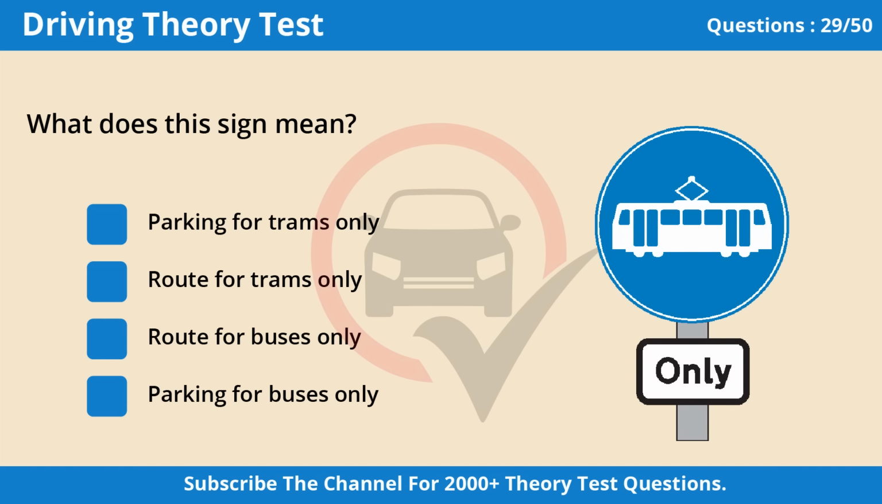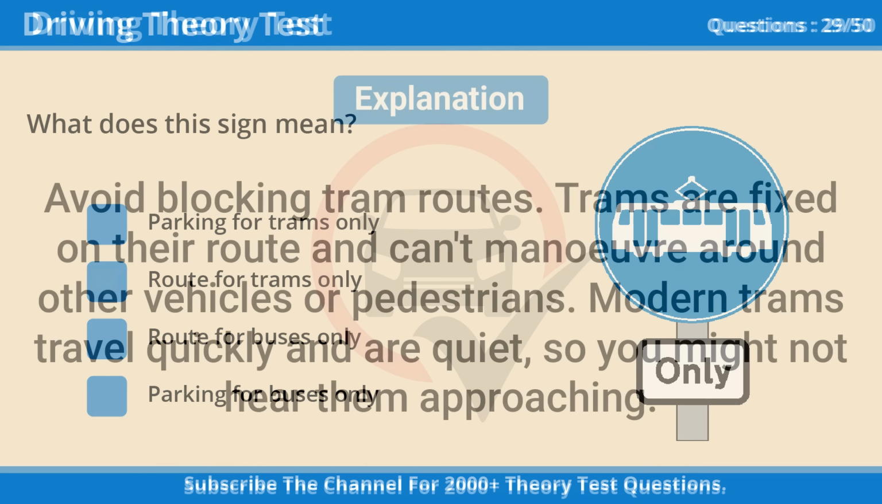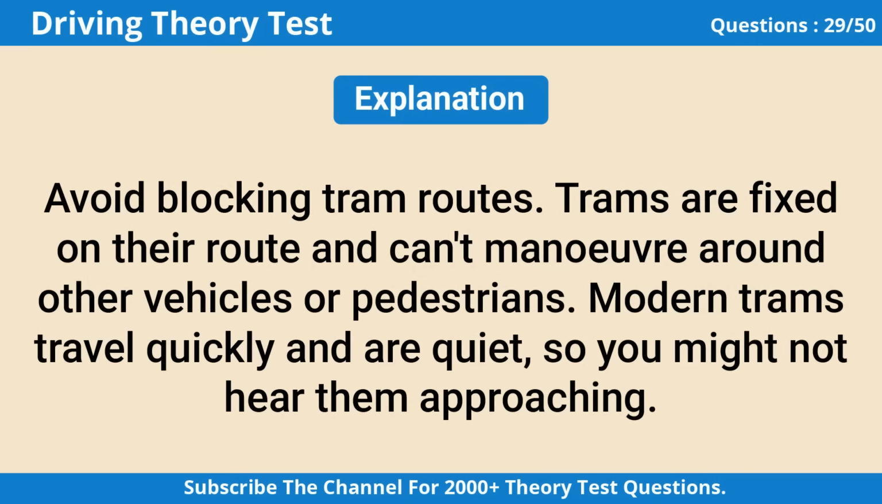Question 29. What does this sign mean? A. Parking for trams only. B. Route for trams only. C. Route for buses only. D. Parking for buses only. B. Route for trams only. Avoid blocking tram routes. Trams are fixed on their route and can't maneuver around other vehicles or pedestrians. Modern trams travel quickly and are quiet, so you might not hear them approaching.